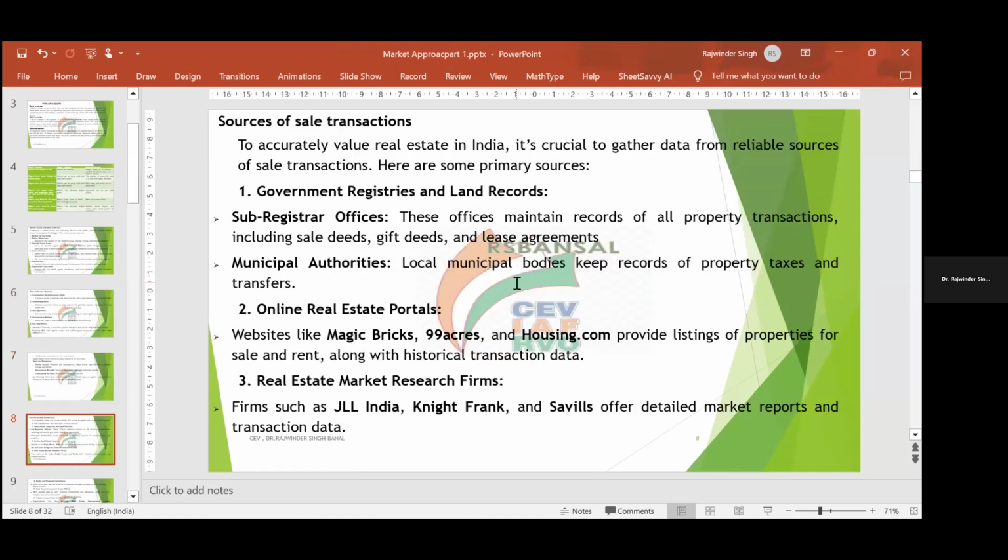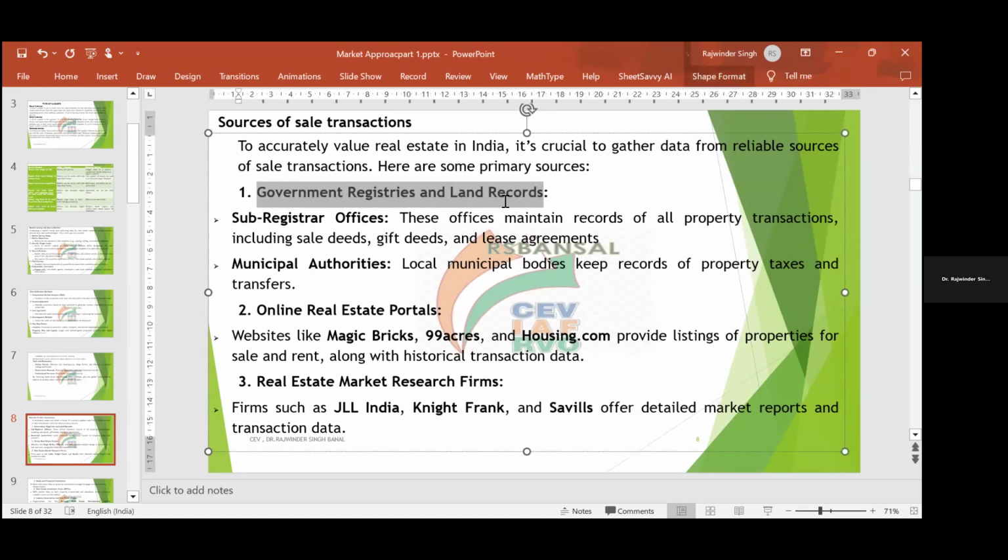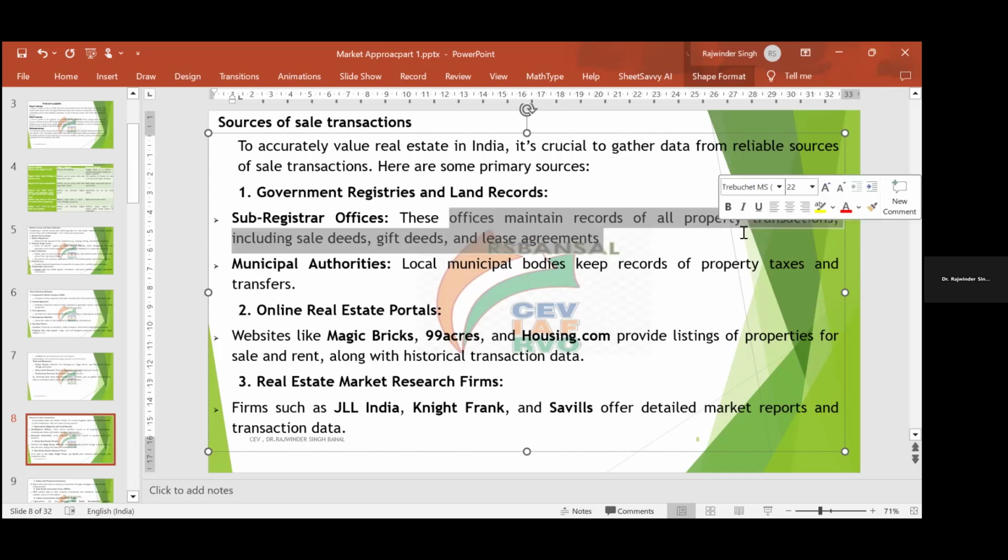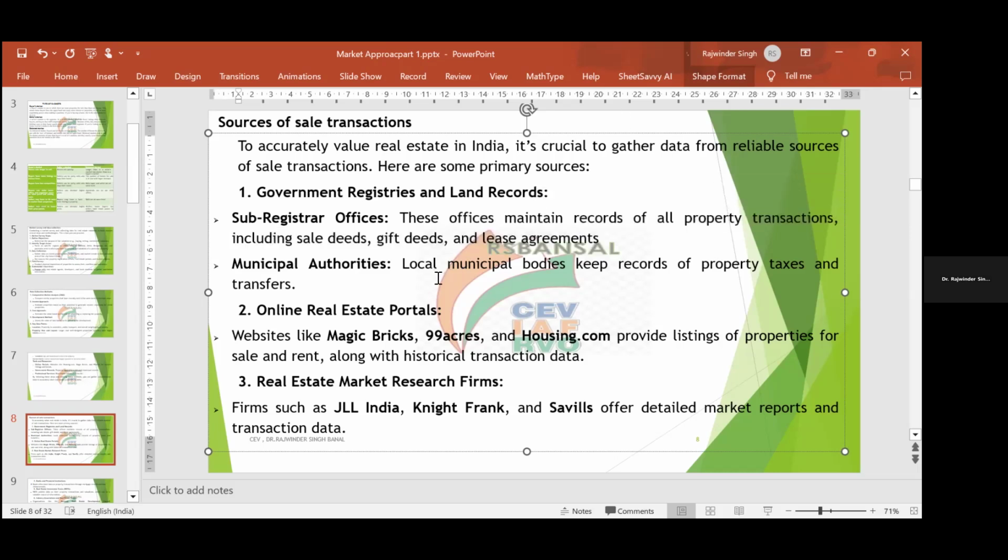First is government registries and local records. You can visit the sub-registrar's office. These offices maintain records of all property transactions, including sale deeds, gift deeds, lease agreements, where you can collect the data. Then from the municipal records, they keep the records of property taxes and transfers. And then online real estate portals, you can get the data from there.